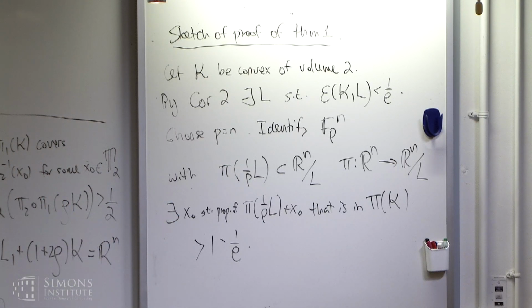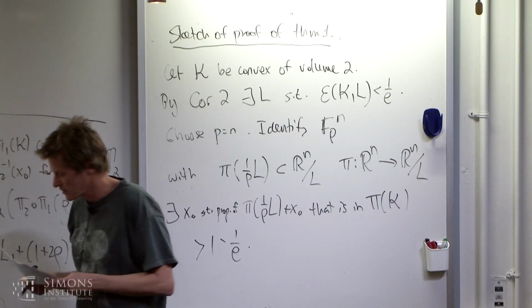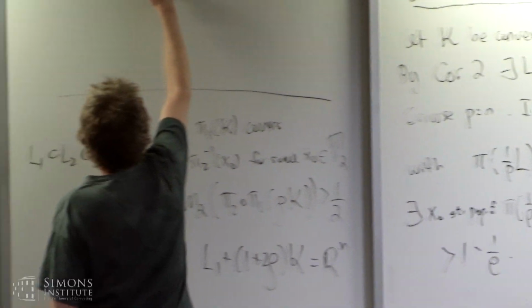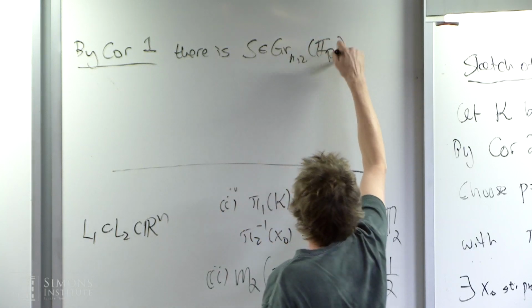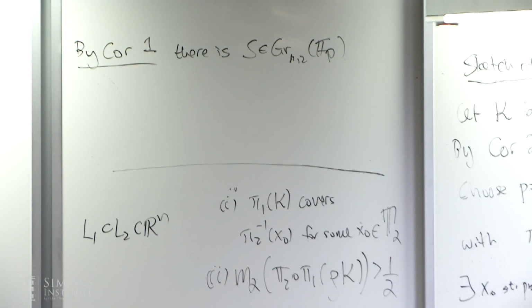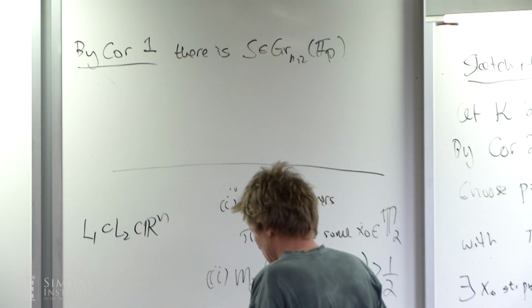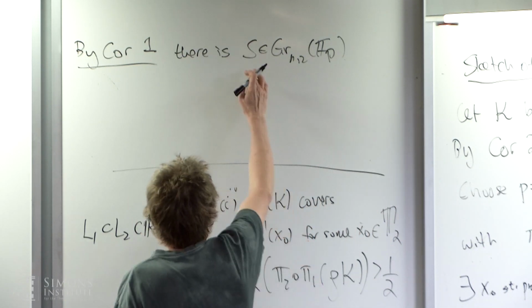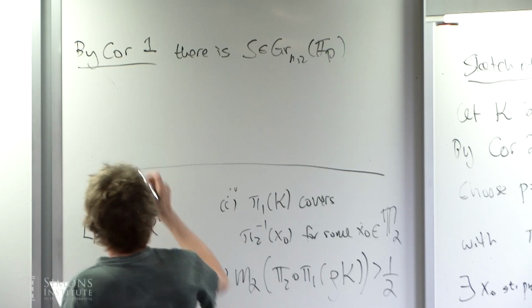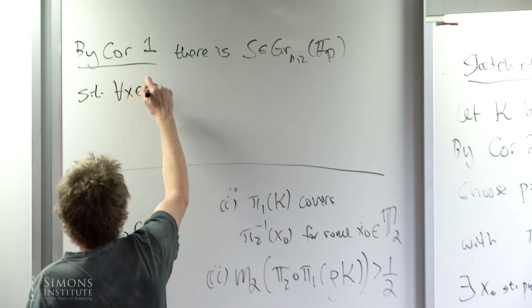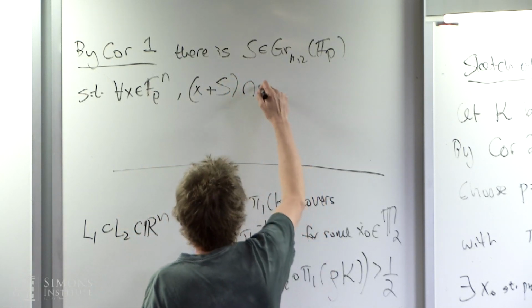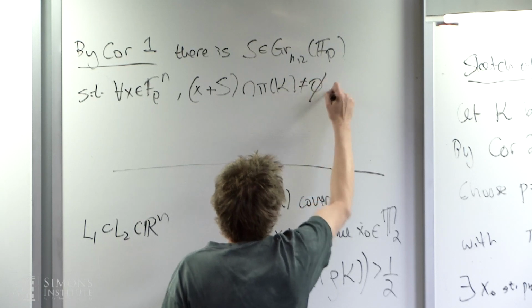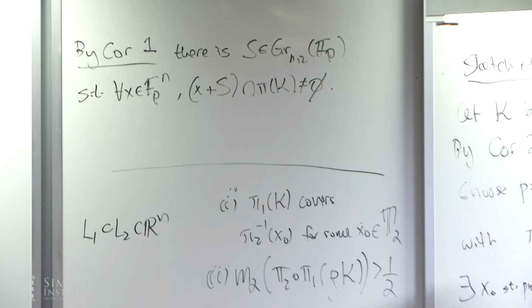Corollary 1. By the discrete Kakeya assumption, I can find a two-dimensional subspace over F_p, again, where I think of this projection as a copy of F_p to the power n. And in this F_p to the power n, I apply the Kakeya, and I can find an element of the two-dimensional Grassmannian which intersects every line. So for all x, x plus S intersect the projection of K is non-empty.